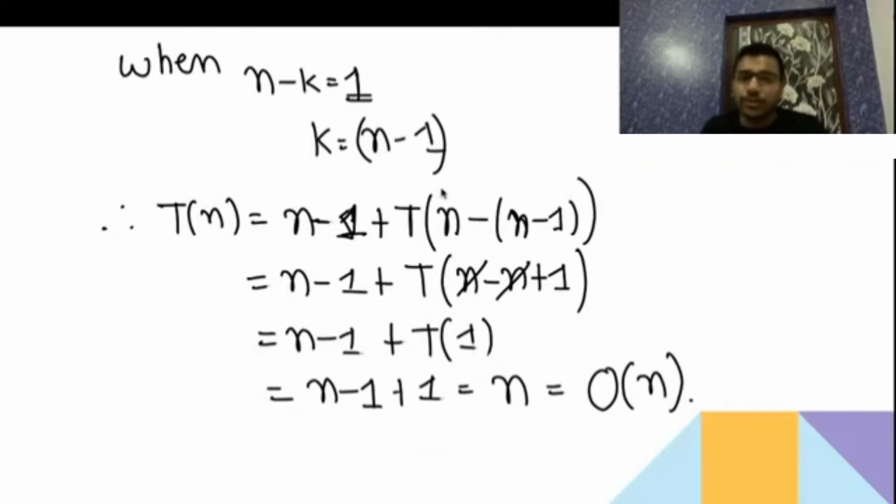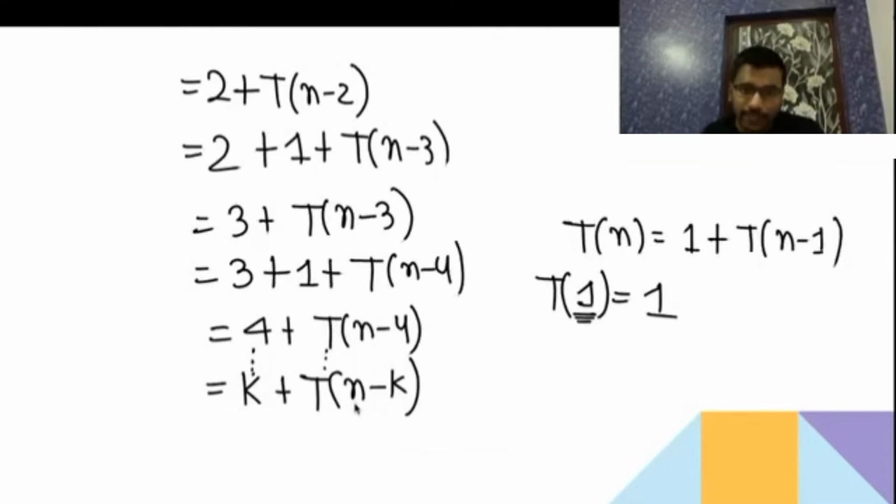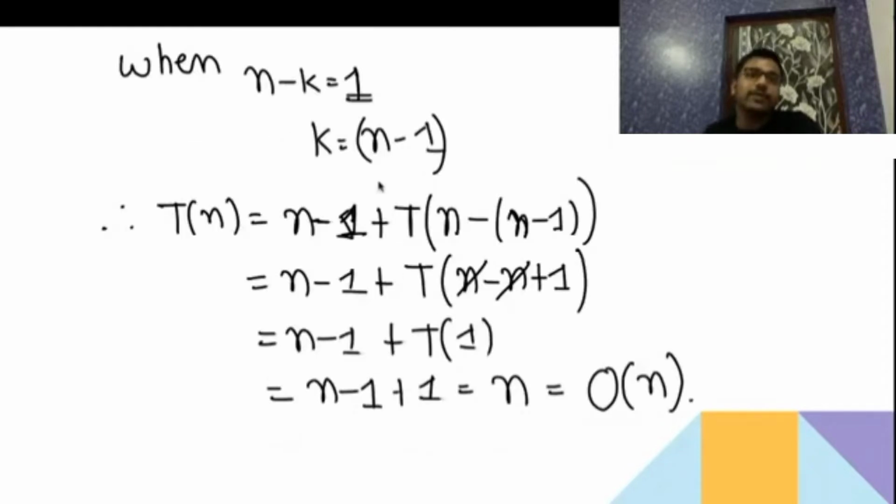So why am I substituting Tn minus k? To solve this equation, we need to reach the base condition. If we get 1 here, only then will we get some constant value. To reach the base condition, we need to make n minus k equal to 1. When n minus k is equal to 1, then k will be n minus 1. So in place of k, I have written n minus 1. So when minus is there, minus minus is plus. This way you got the time complexity as big O of n. Is it clear?